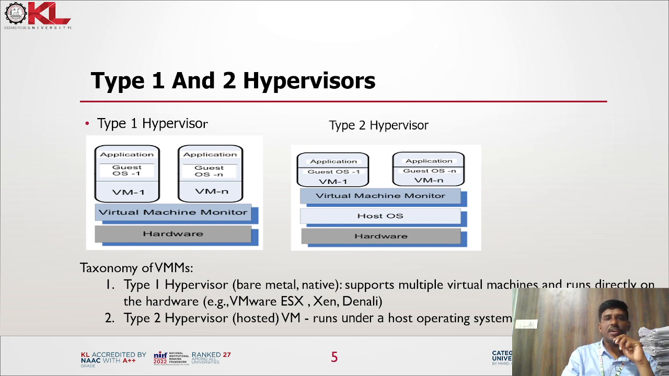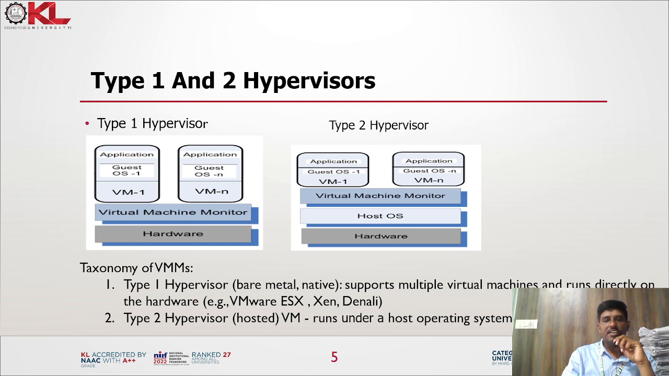Next, you see type 1 and type 2 hypervisors. Type 1 also has guest OS 1 to N, and it has to maintain the virtual machine monitor and hardware. But in type 2, the hypervisor provides guest OS as well as host OS. The taxonomy of VMM: type 1 hypervisor, bare metal, native, supports multiple virtual machines and runs directly on the hardware.